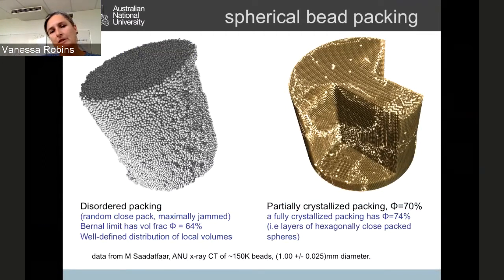What physicists have observed is that if you tap very lightly on the container, it's very difficult to get the beads to pack more densely than 64%. With these very small perturbations, you can't really get denser packings than 64%. This is in contrast to what we know the maximally dense packing of spheres is. A crystalline packing of spheres will have a density of 74%.